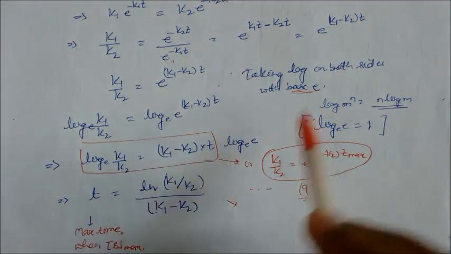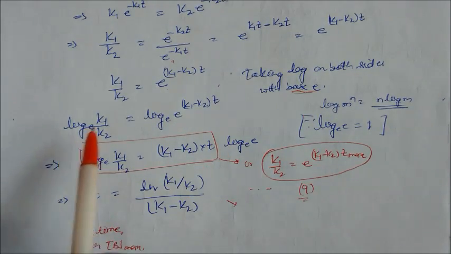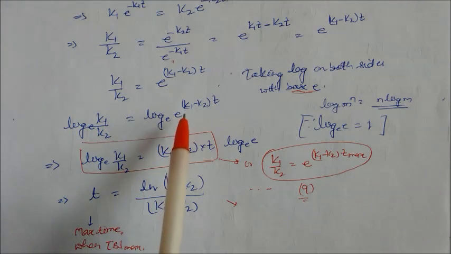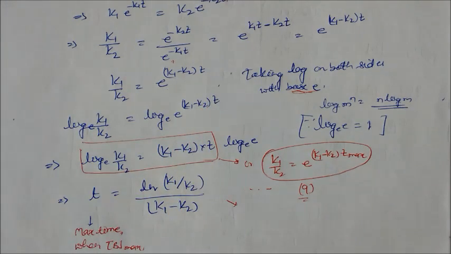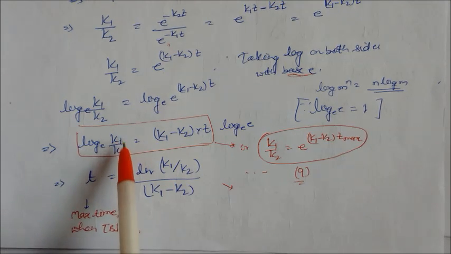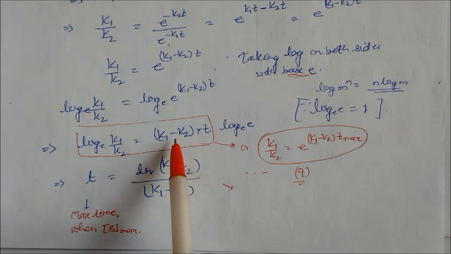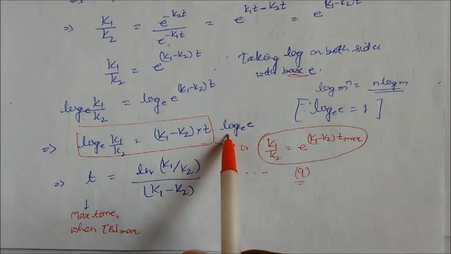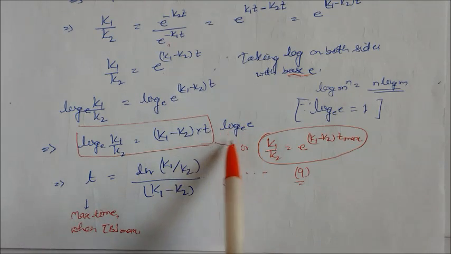You have to take it. So this is natural logarithm k1 by k2. This is natural logarithm e to the power (k1 minus k2) into t. So natural logarithm k1 by k2 is equal to (k1 minus k2) into t, and this is the natural logarithm e. So for natural logarithm e, this is equal to 1.